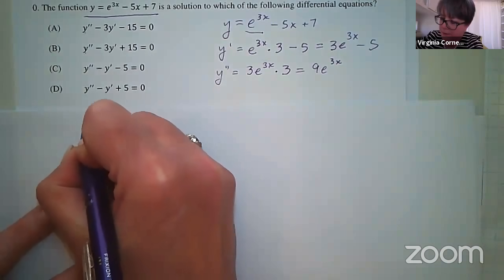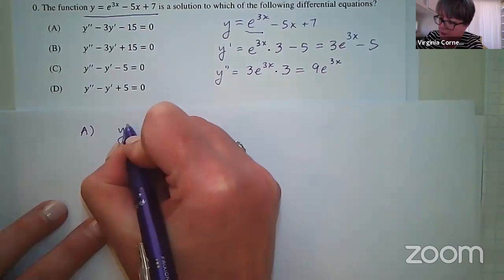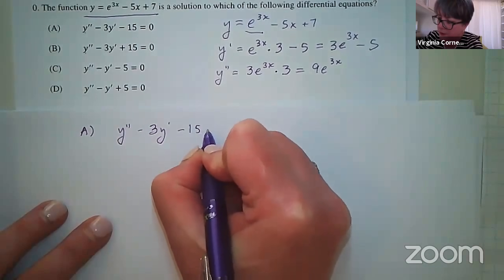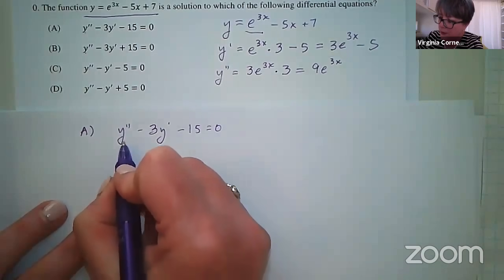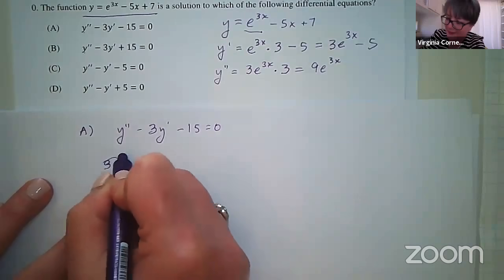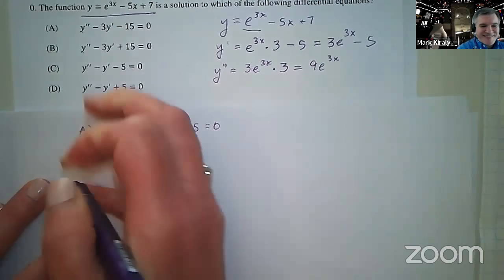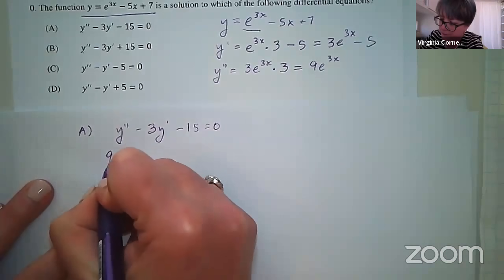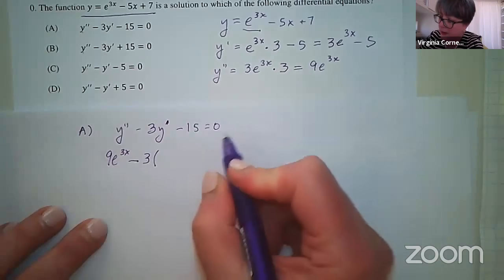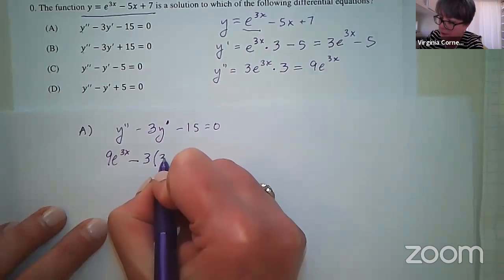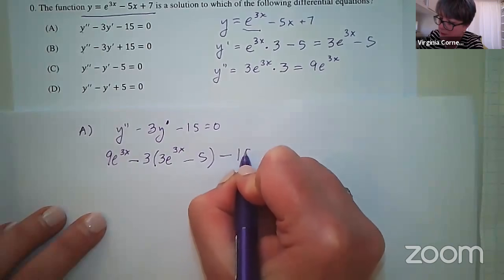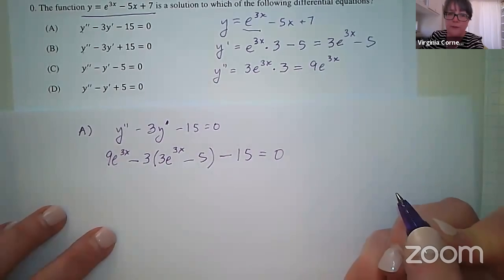All right, so in A, again, I like to write stuff down. I have y double prime minus 3y prime minus 15 equals 0. I'm going to substitute in. So my y double prime is going to be 9e to the 3x. And then minus 3y prime, which would be 3 times these two terms here, 3e to the 3x minus 5, close parentheses, and then minus 15 equals 0.